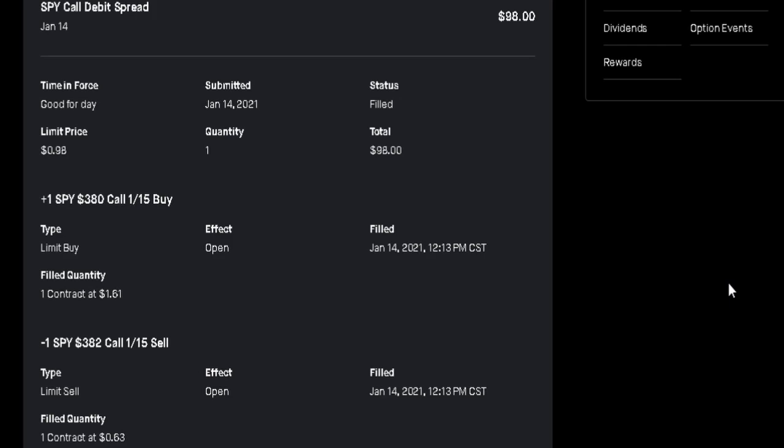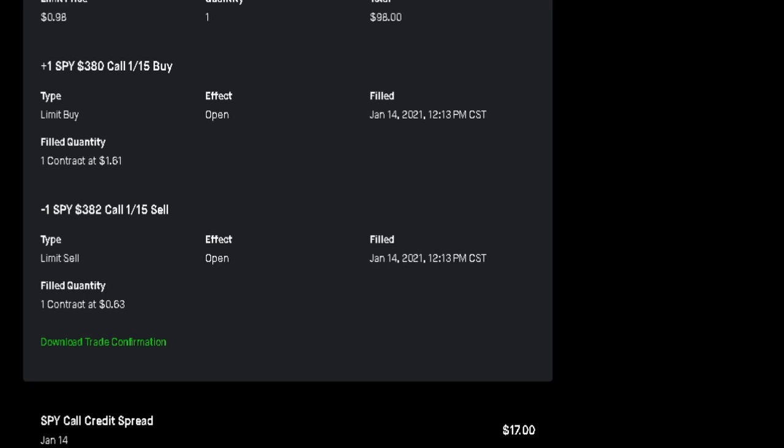So back on January 14th of 2021, I put in a call debit spread because I was trying to earn more money than what I had been doing, just doing credit spreads, thinking that the price of the SPY ETF was going to stay the same or go up like it had been over the previous several weeks. And what I didn't count on was the stock dropping like a rock. And so I ended up losing my $98 investment. That was one mistake, but it was an honest mistake.